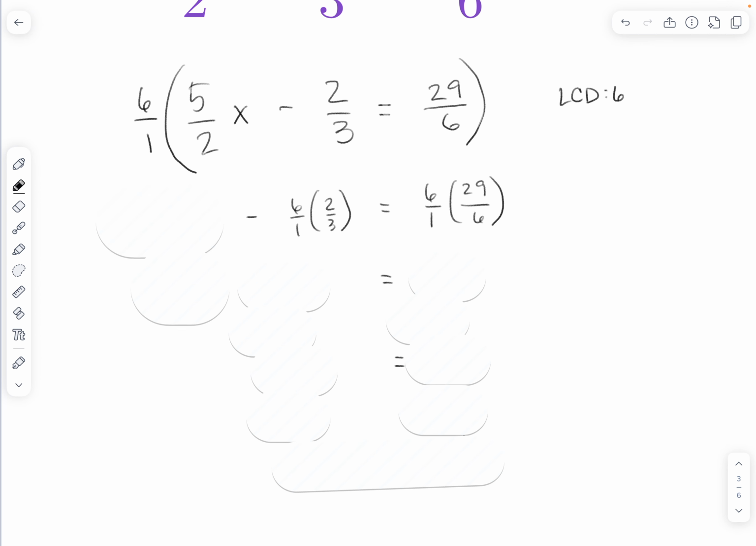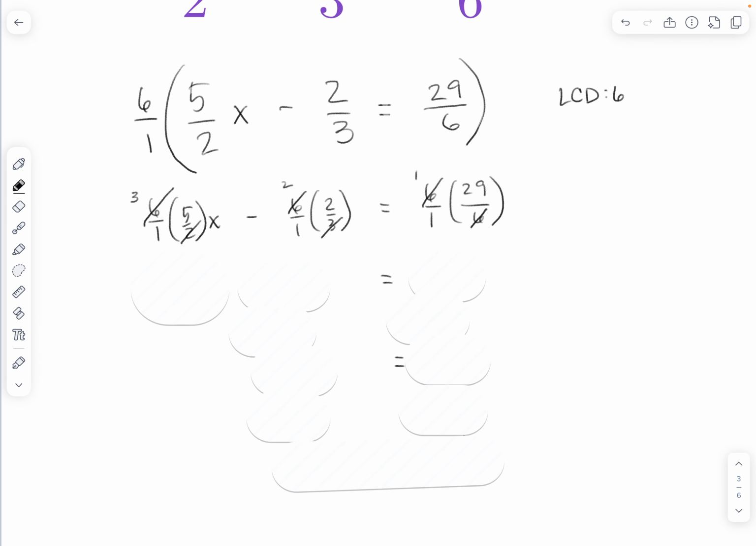Okay, my 1 doesn't want to stay there. That's a 1. Okay. All right, you get the idea. My 6 and my 3 here are going to reduce to a 2 and a 1. The same thing's going to happen, but now you know what's going on. And the 6 and the 6 are both going to reduce to a 1 and a 1.